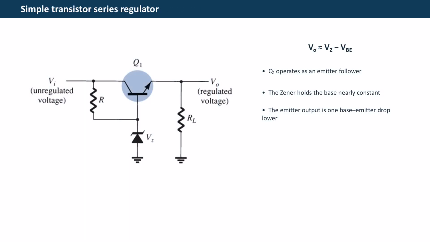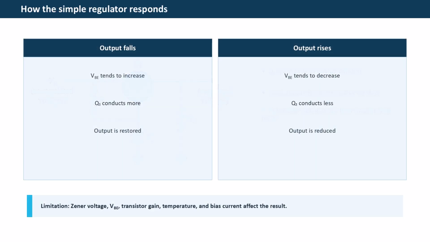In the simple circuit, the Zener diode fixes the base voltage approximately. The transistor is an emitter follower, so the regulated output is approximately the Zener voltage minus the base emitter voltage. The transistor provides local corrective action. However, there is no separate high gain error amplifier, so the actual output remains sensitive to device parameters and temperature. This motivates the improved feedback regulator.